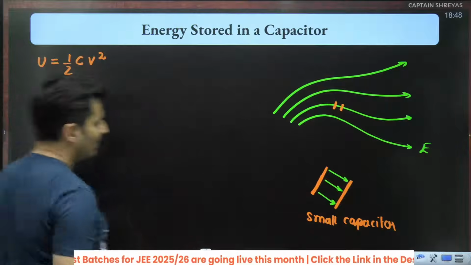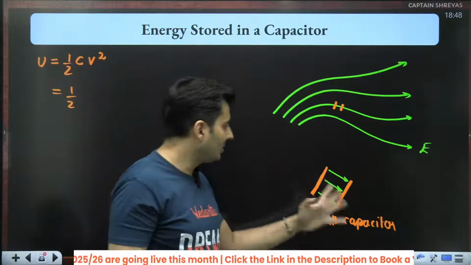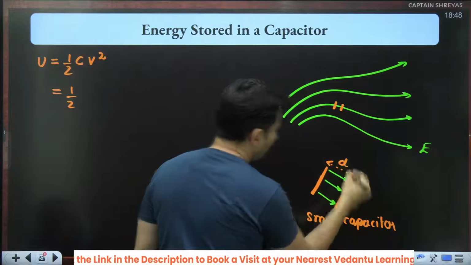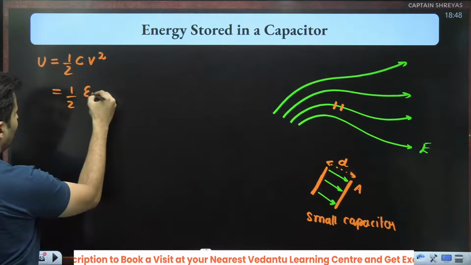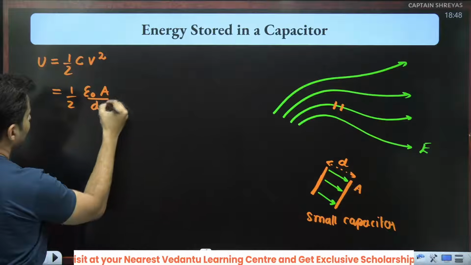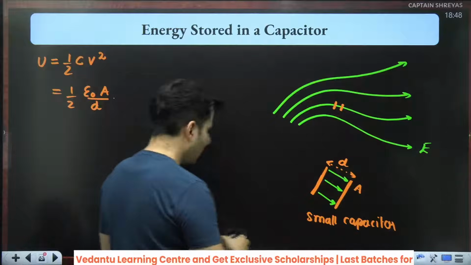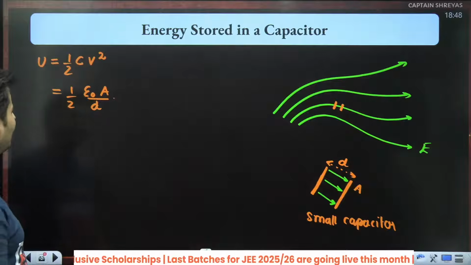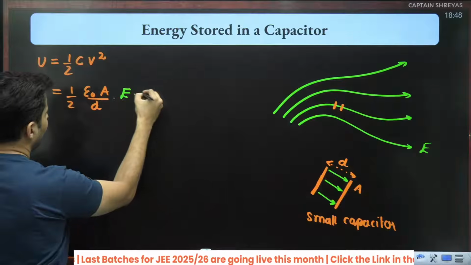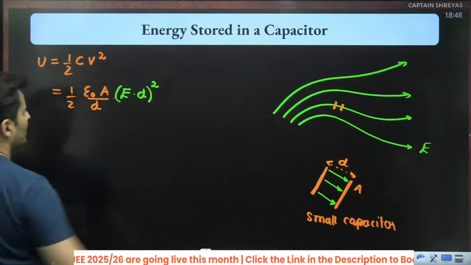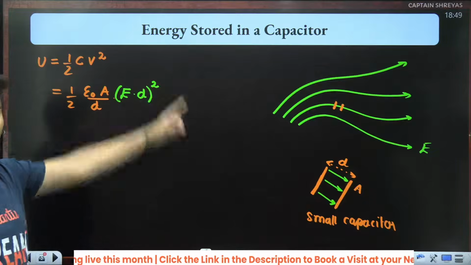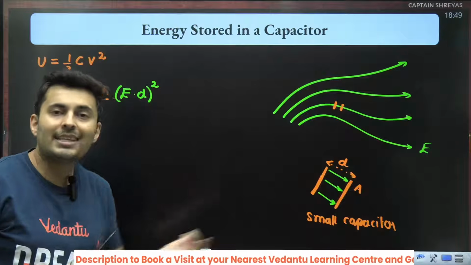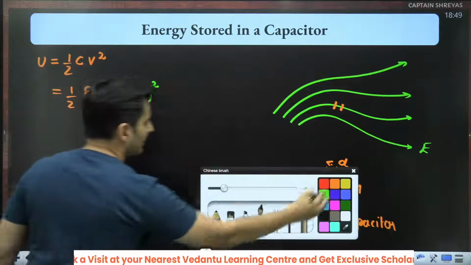Can I write that capacitance as, it's an imaginary capacitor, it's okay, if it will have some area and some distance between them, I can just write it as epsilon naught A divided by D. And voltage, well, I know electric field is nothing but dV by dr. So voltage will be nothing but electric field into that distance, and then the whole square. Correct? Voltage is E into D, because E is V by D. So V is E into D. As simple as that.